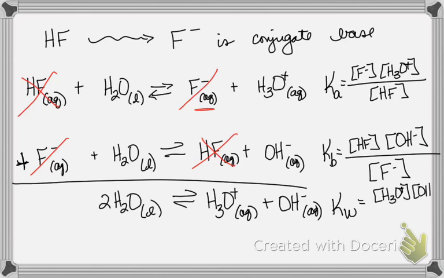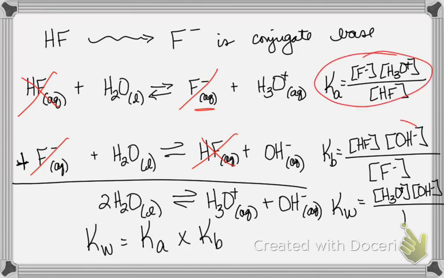Kw, if you'll remember, is always the same number, 1 times 10 to the minus 14. It's just over 1 or over nothing. So what we've done here is derived a formula that the Kw, which is 1 times 10 to the minus 14, is equal to the Ka times the Kb. Because if you were to multiply these two expressions together, it would give you this. The HF would cancel when you multiplied and the fluoride would cancel when you multiplied. So it's a new formula in all those formulas we have that Kw is equal to the Ka times the Kb.